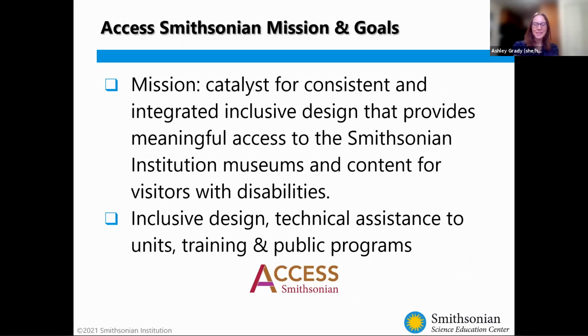Thanks, Daniel. Again, this is Ashley Grady, and just to talk a little bit more about Access Smithsonian, which is the Central Office of Accessibility. The mission of our office is we want to be a catalyst for consistent and integrated inclusive design that provides meaningful access to the Smithsonian museums, our visitors, our content. We work with all 19 museums, National Zoo, and our 9 research centers. And really excited to be able to support our colleagues with the Smithsonian Science Education Center today. And thank you for having me.